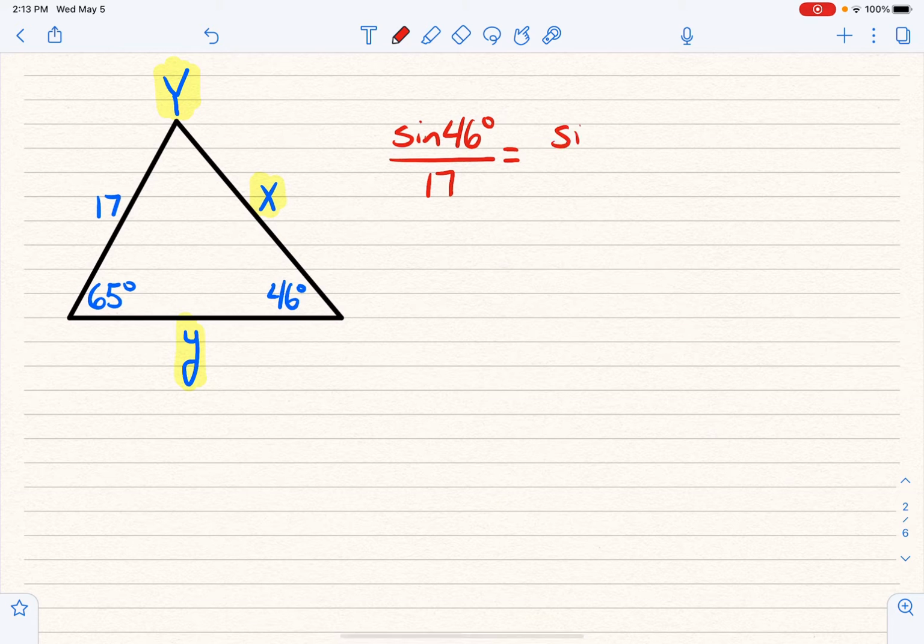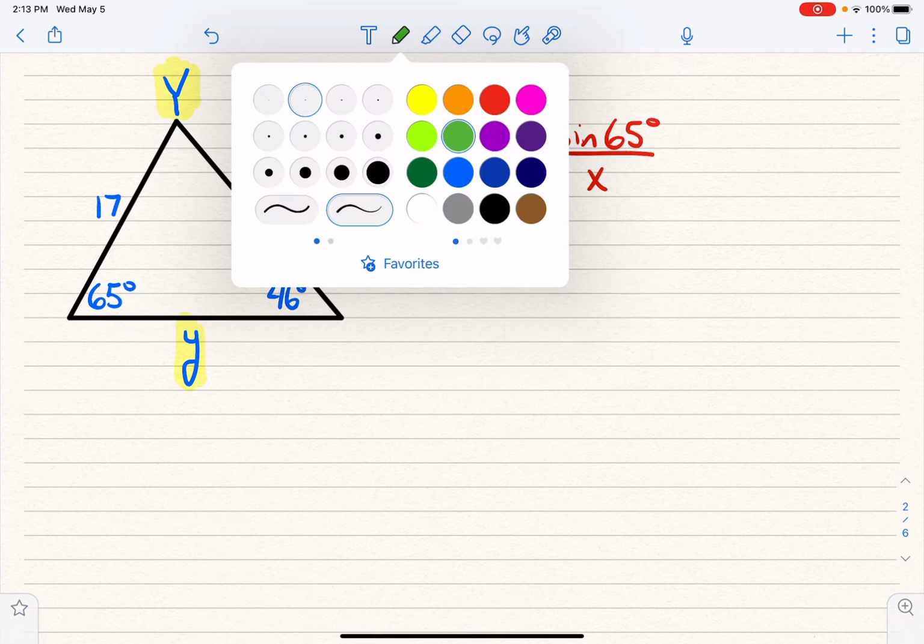Yeah, I got 65. Sine of 65 degrees is to X. Now notice, this is just a basic proportion with one unknown. To solve for a proportion like this, all you have to do is cross multiply. You multiply the top of one side times the bottom of the other side, multiply the top of the other side times the bottom of the other side, and you set those two things equal to each other.